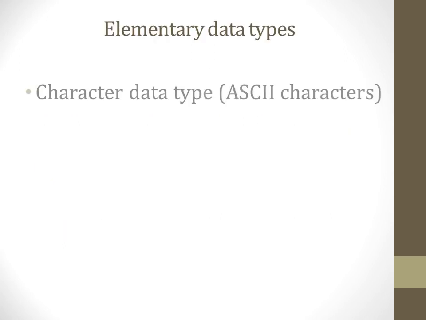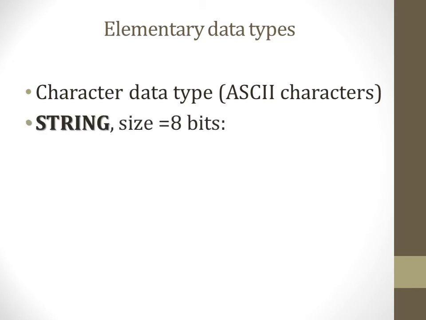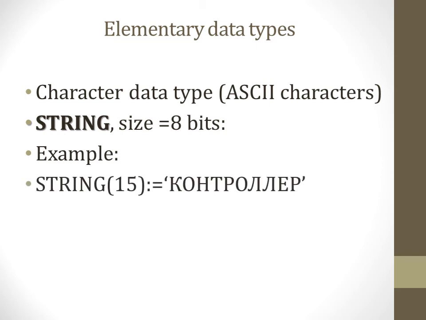The next elementary data type is string. This data type we use when we need to program some characters, not numerical information. For example, we need to use some information in other characters, for example, this word in a Russian controller. In brackets, we can see the length of this data type or this record.